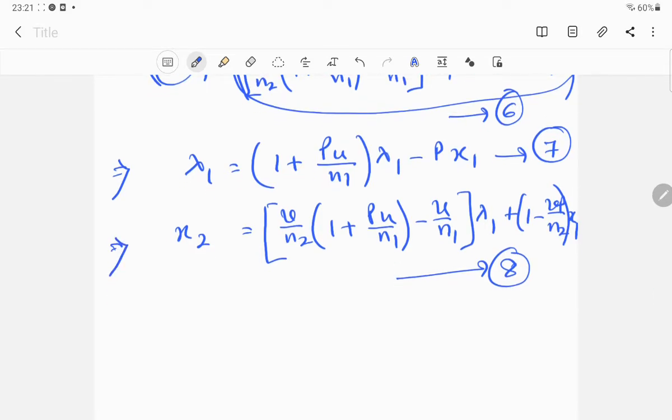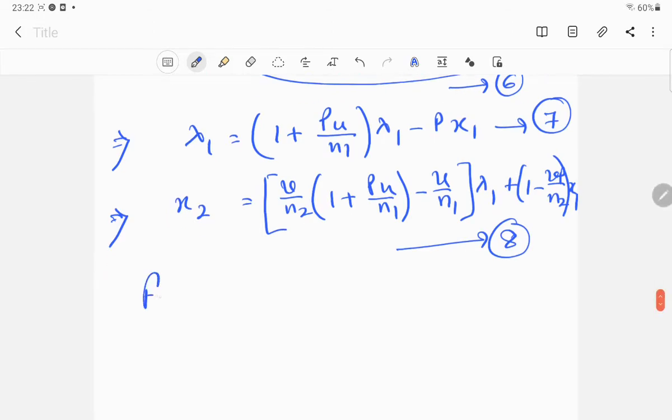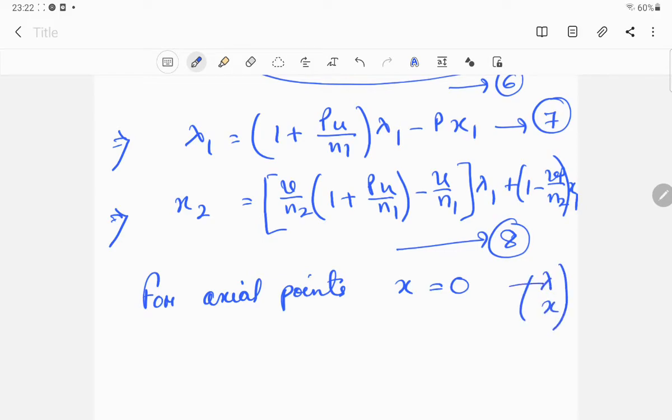So now we have, for axial points, axial points mean any point which is lying on the principal axis or on the optical axis. For that, x is basically equal to 0, meaning height, because you remember the coordinates are generally represented like this. So this represents angle and x represents the height. So if the object is on the axis only, there is no need to get the height, so that is approximately equal to 0.